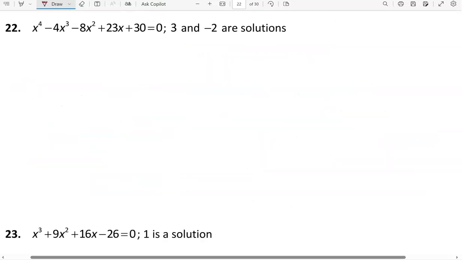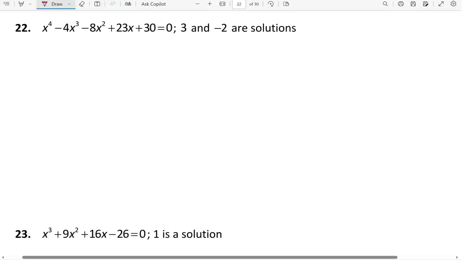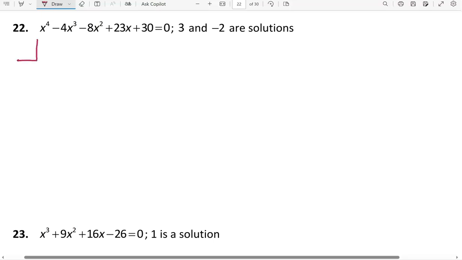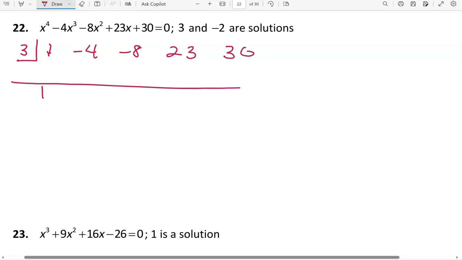In number 22, we have a 4th degree polynomial and 2 solutions given, so we need to find the remaining 2. So we're going to first divide by x minus 3 into 1x to the 4th minus 4x cubed minus 8x squared plus 23x plus 30. Bring down that 1, times 3 is 3. Adding that column, that's negative 1, times 3 is negative 3. Adding that column, that's negative 11, times 3 is negative 33. Adding that column, that's negative 10, times 3 is negative 30, and we get a 0 remainder.